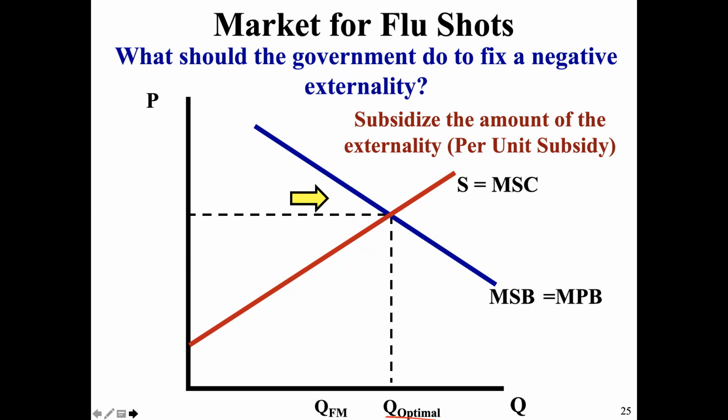Okay, so to kind of summarize that, when there was a positive externality, there were two demand curves, and we added a subsidy in order to fix it. Whereas when there was a negative externality, there were two supply curves, and we added a tax in order to fix it. Either way, the government can fix this market failure by intervening and eliminating the deadweight loss.